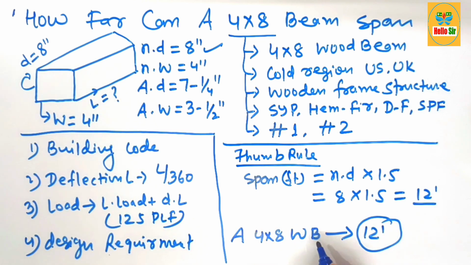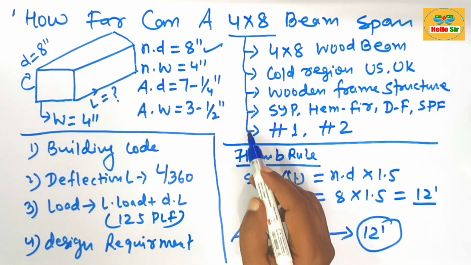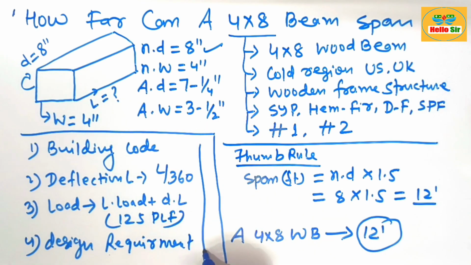It means a 4 by 8 inch wood beam can span a maximum distance of 12 feet. And you know that a longer span causes sagging, and to prevent it, you should take a higher depth of beam. But the actual span depends on these factors. Thank you.